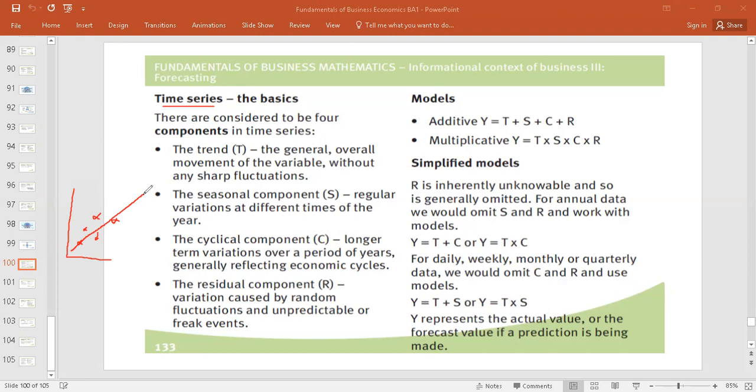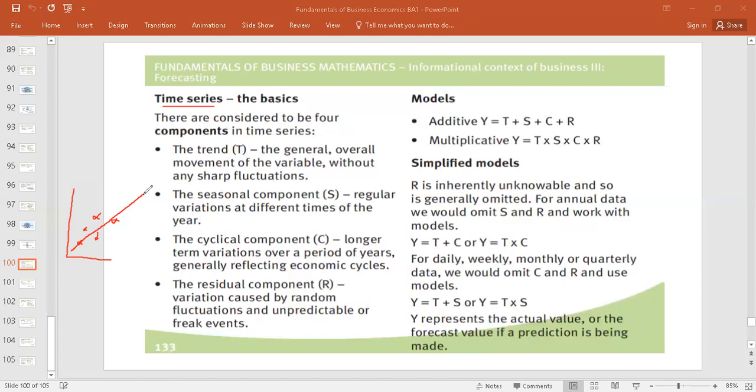Then, what is the seasonal component? All through the time period, we may not find some of the variables to be constantly the same. There may be fluctuations on account of season. Some of the products are seasonal products, some of the businesses are seasonal businesses. In such situations, we see that the variables change during those seasons. So that is the seasonal component.